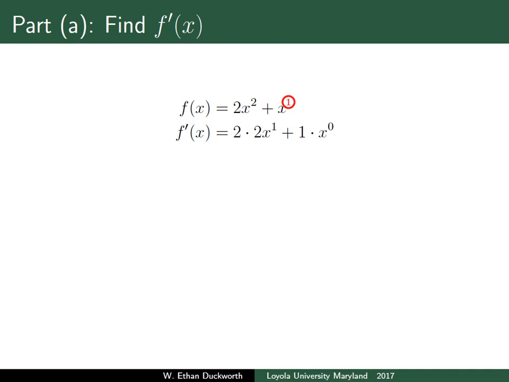Well, almost always we would simplify and rewrite this formula for the derivative. We've taken the derivative now, but we'll clean it up a little bit. And so we'll write it as 4x plus 1. We don't usually bother writing x to the 1, and we don't usually bother writing x to the 0. Okay, so that's part A. Now let's look at part B.